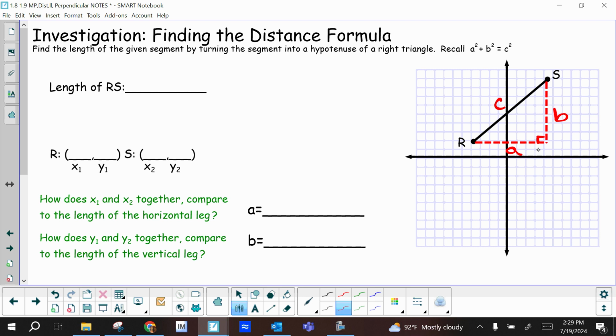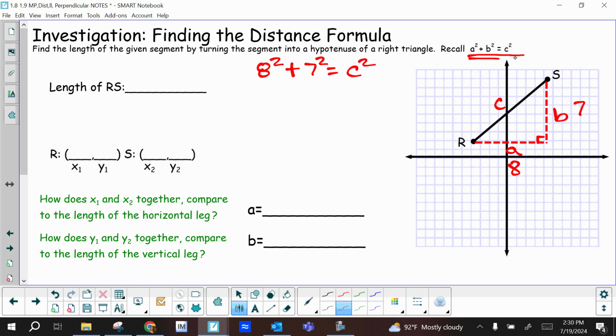So how long is leg A? 1, 2, 3, 4, 5, 6, 7, 8. So that is 8 units long. Leg B, 1, 2, 3, 4, 5, 6, 7. 7 units long. So you can actually use an old mathematical method, the Pythagorean theorem, to find the length of a segment. Okay, and then there is another formula we're going to derive using that. So let's practice the Pythagorean theorem. 8 squared plus 7 squared equals c squared. Again, I'm just following that formula right there.